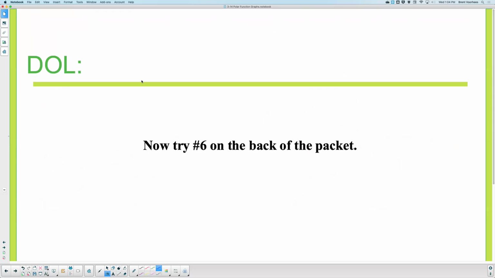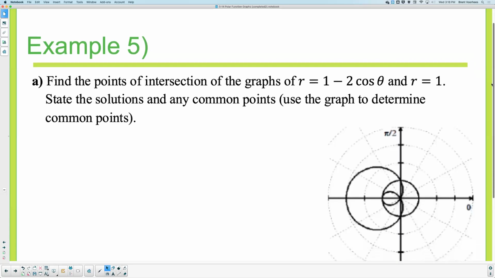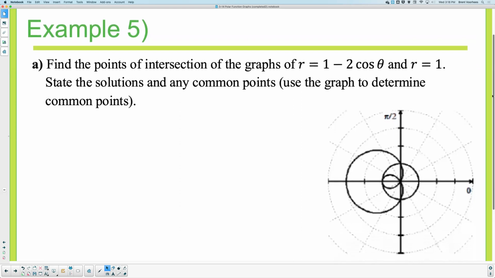And now take a look at DOL number 6. All right, example 5. It says find the points of intersection for the graphs of r equals 1 minus 2 cosine theta and r equals 1. State the solutions at any common points. Use the graphs to determine common points.